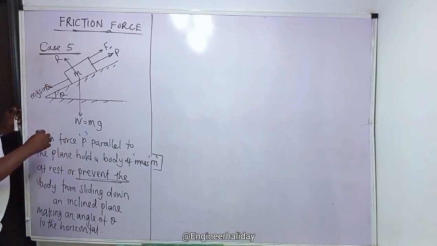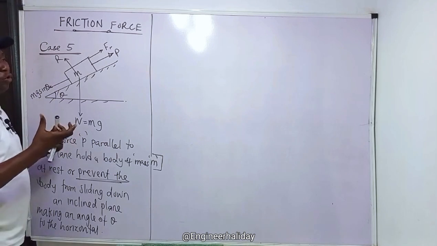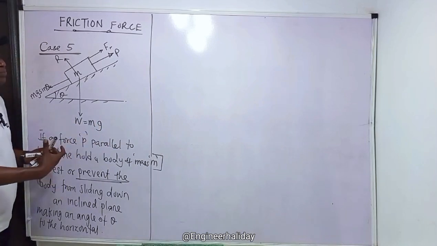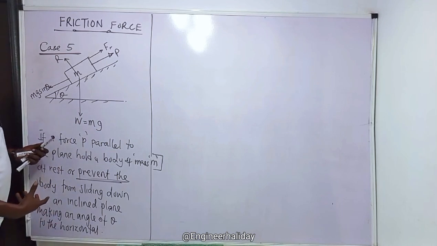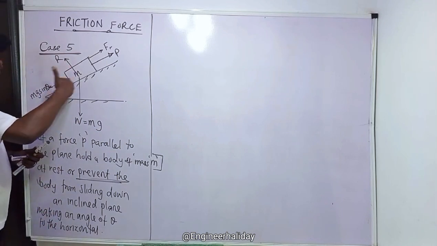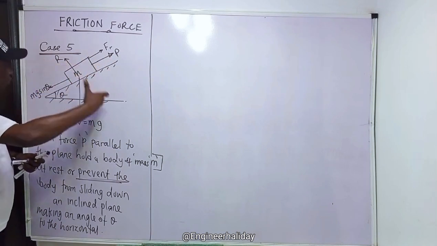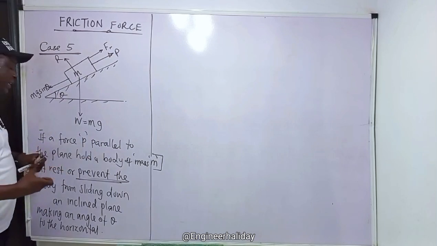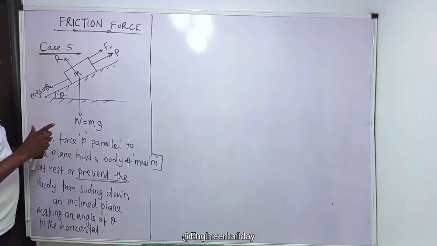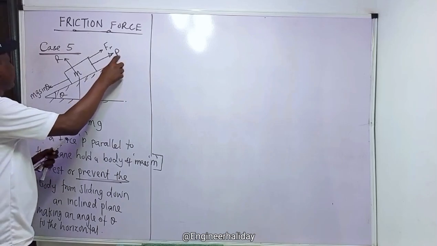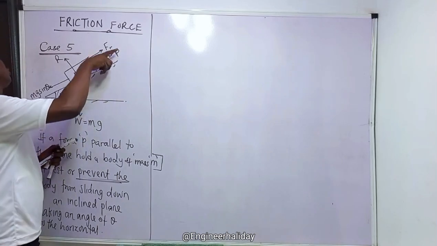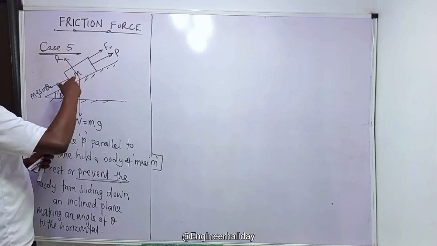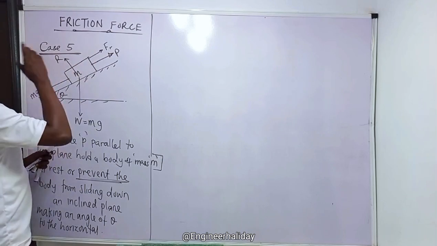Now what I'm saying is that to hold somebody from going up means that you don't have the ability to move it upward. You are only playing a preventive measure. The body wants to slide down actually, but P is trying to hold the body stationary, or prevent it. So this force is not enough to move it upward. We say P is the force responsible for the body to slide down the plane if it does that.